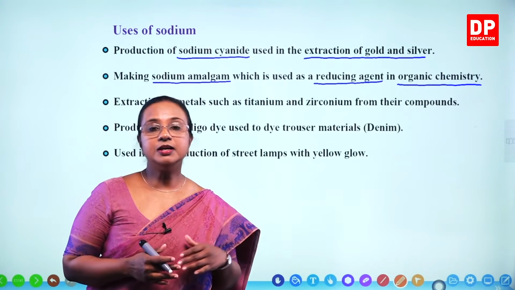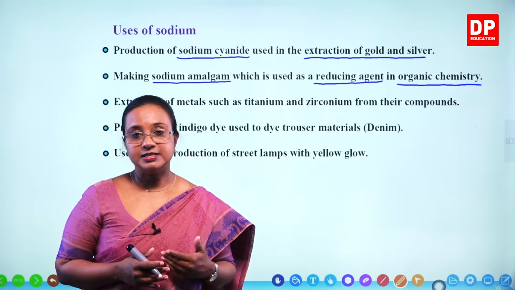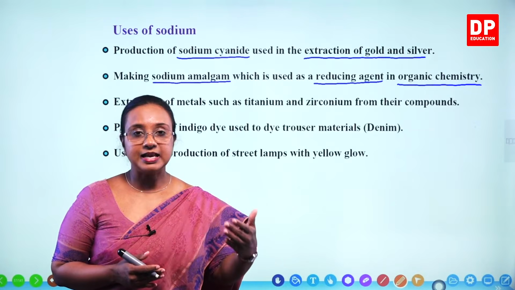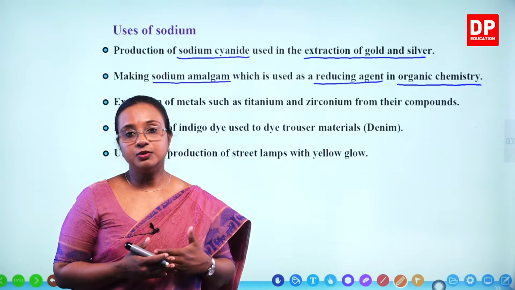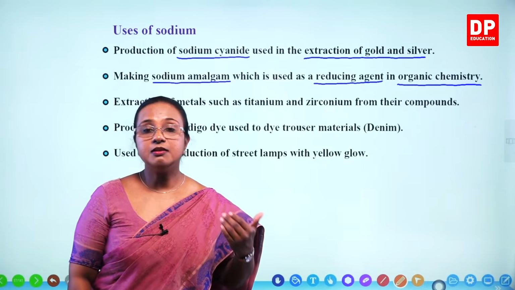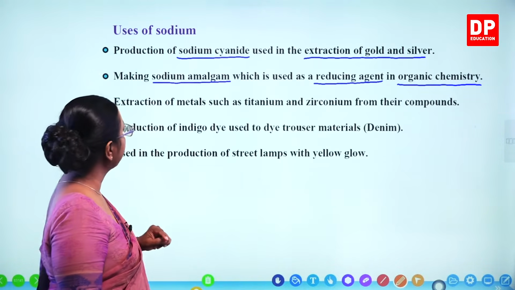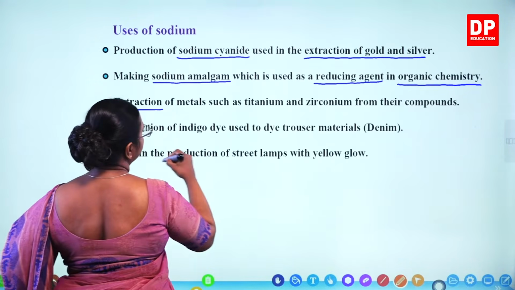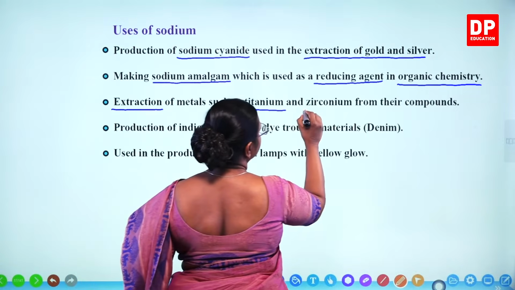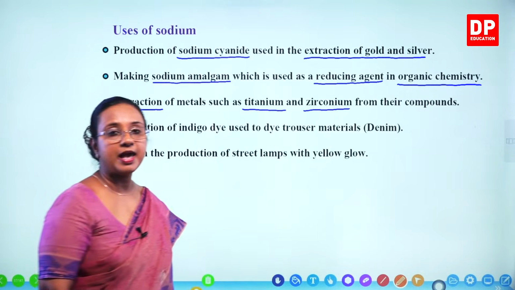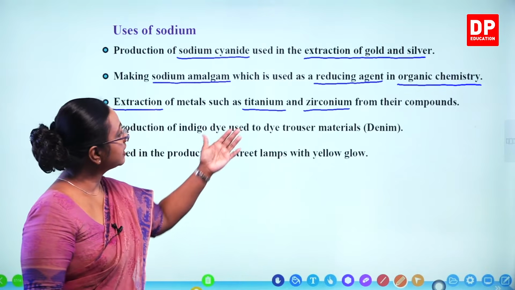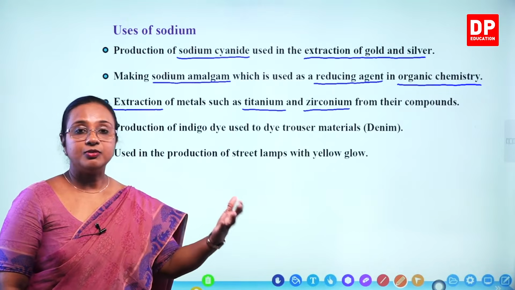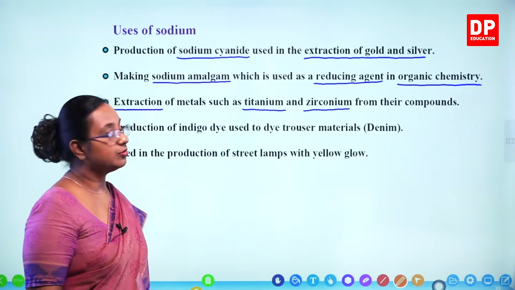So make it to a different compound. That is a reducing process. You will discuss these types of reactions later. So we know that sodium is used as a reducing agent in organic chemistry. Then it is used in extraction of metals such as titanium and zirconium from their compounds. Again, these are different types of metals. They exist as compounds, and to extract the metal, we can use sodium.